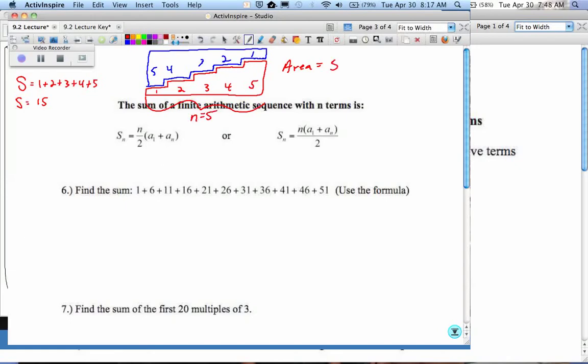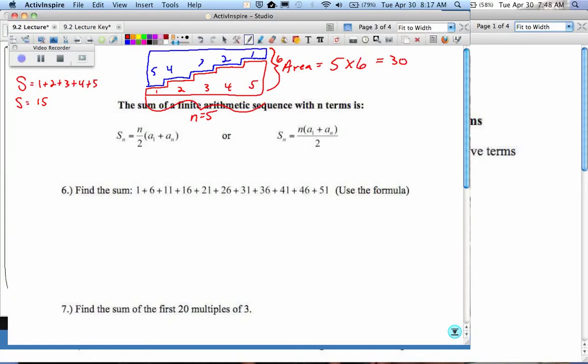There are 5 terms. If you add up this side, what do you get? 6. What do you get in this column? 6. And this column? 6. They're all 6. So the area of my rectangle is 5 times 6, right? Which is 30.